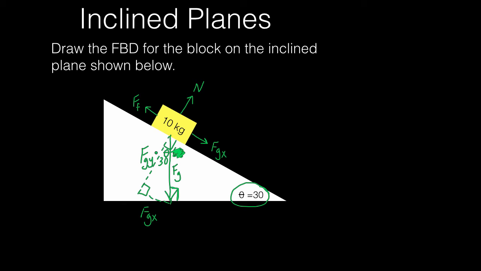Another thing to be aware of when working with inclined planes is that your force of gravity in the y direction is equal to your normal force. So the normal force is equal to the force of gravity in the y direction. And the force of gravity in the x direction is what's pulling the object down the ramp. It's the force that's pointing down the ramp.